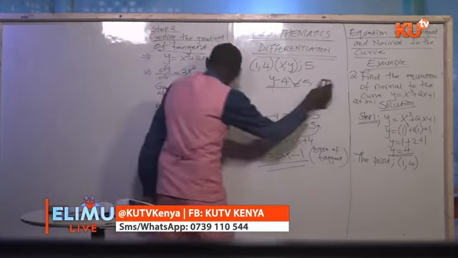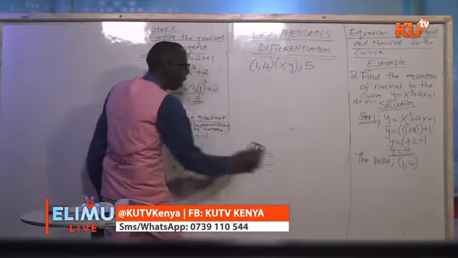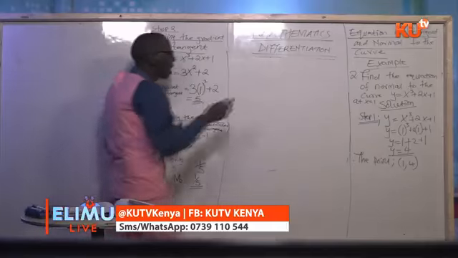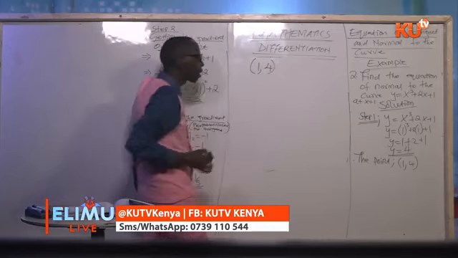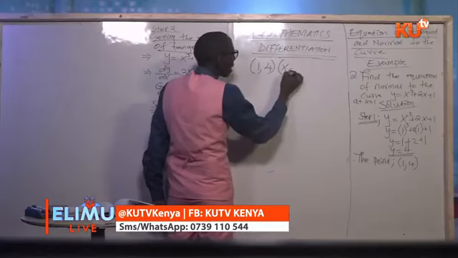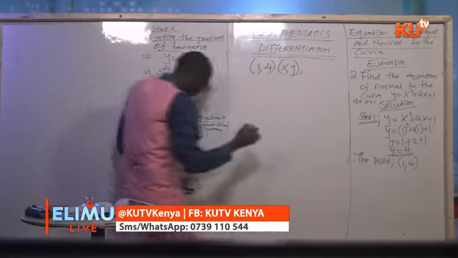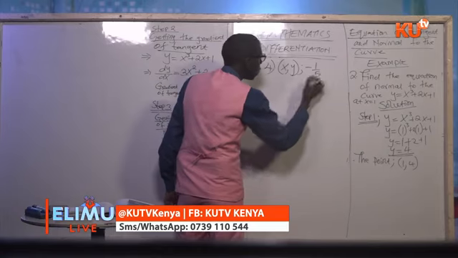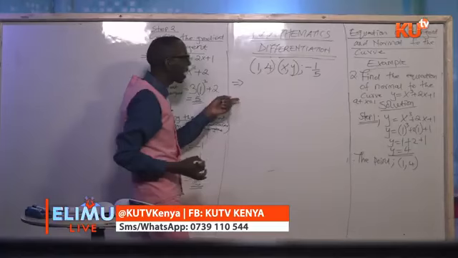After getting the gradient of the normal to the curve, you come to step 4 and pick the point that you got in step 1. The point that you got in step 1 was (1, 4). You pick that point. Then you pick a general point (x, y). And the gradient we have gotten is -1 over 5. So now we'll be able to get the equation of the normal to the curve.